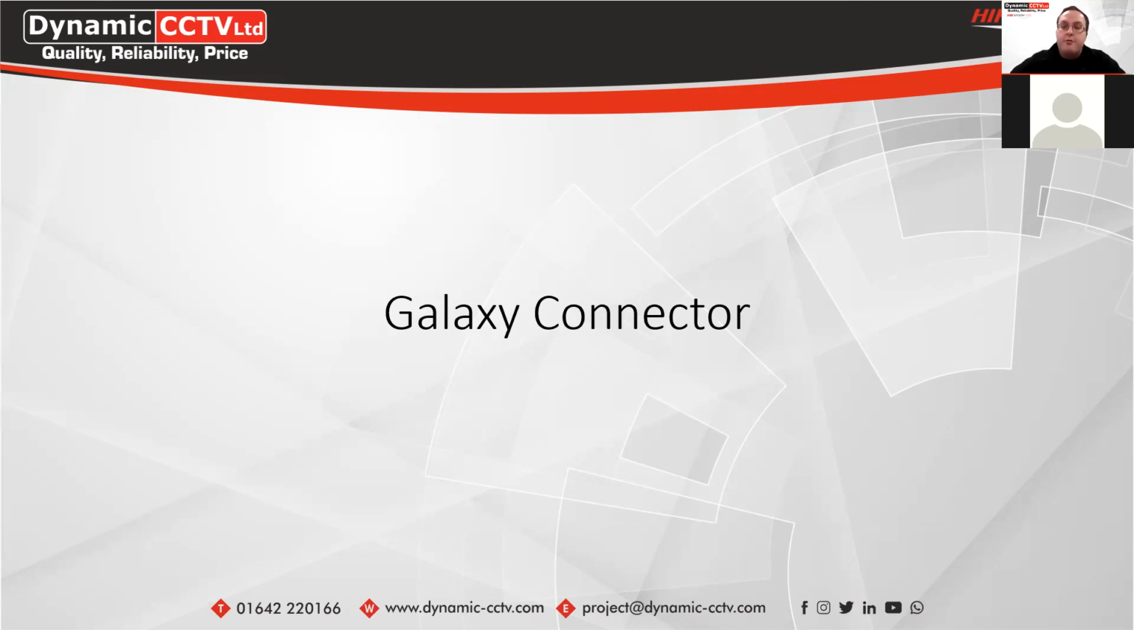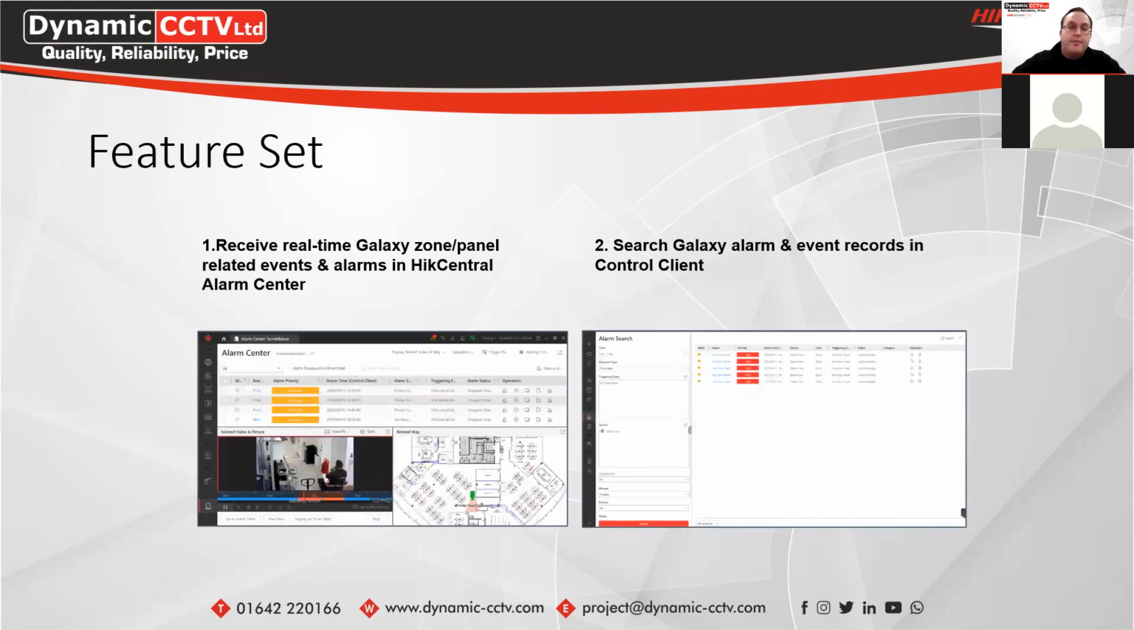So we'll run through some of the feature sets of the Galaxy connectors now. Within CCE, you have your alarm center within the control client software. So you can actually receive all the real-time events from the Galaxy zone and the panel itself. Whether the power's been lost to the panel, Optimus would pick that up because the connection would have dropped. Whether a zone detector's been triggered on the alarm system, it'll trigger through to the CCE alarm center on the control clients for operators.